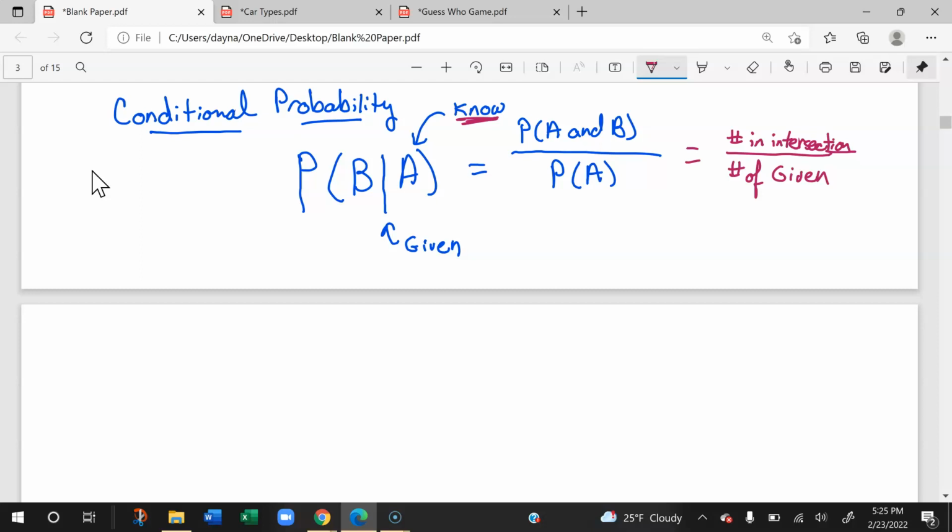So I want you to see if you can practice some of the conditional probability, and then let me know if you have any questions.